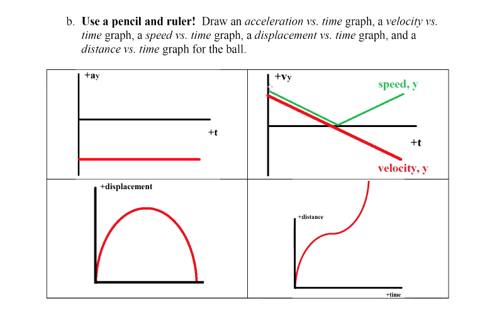The speed, we throw it up, it's 40, 30, 20, 10, 0, and then when it starts going down, the speed increases to 10, 20, 30, 40. Remember, speed is always positive, velocity is a vector, it has a direction also, it could be negative.